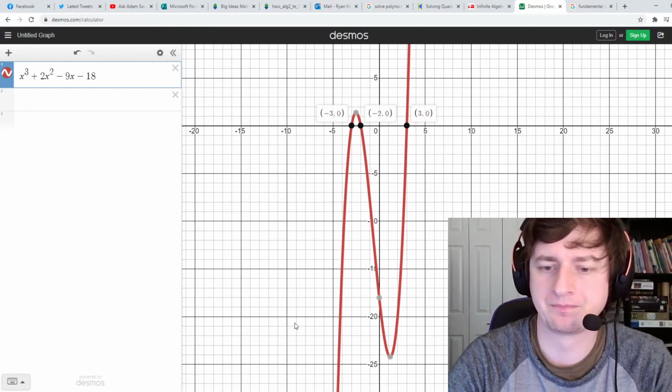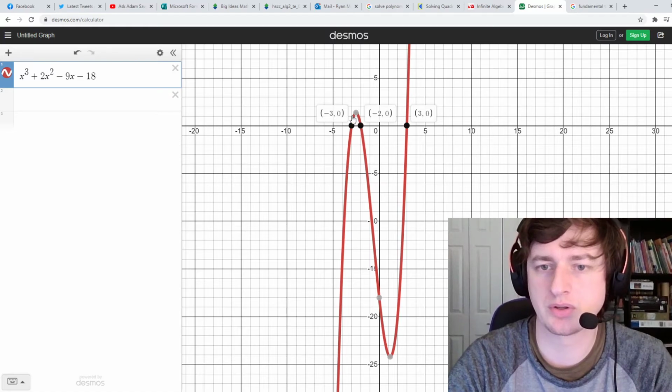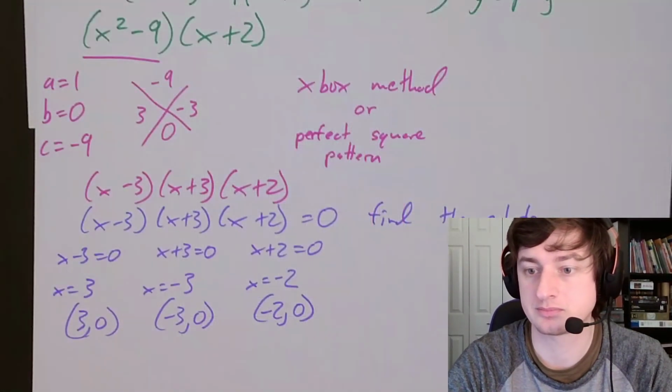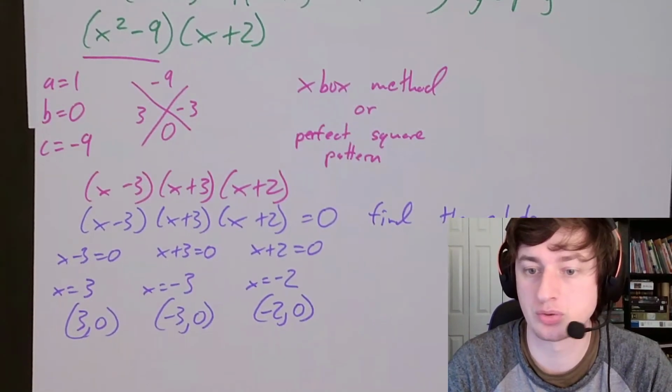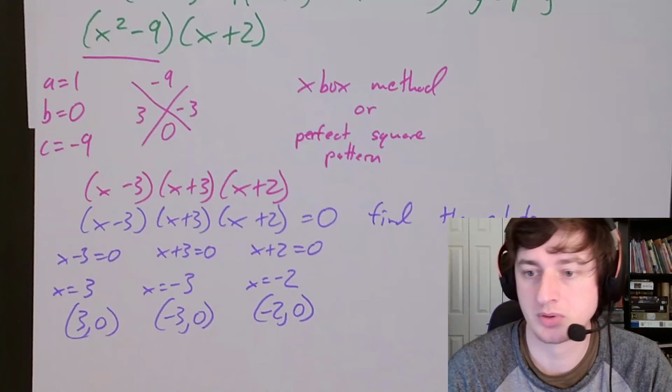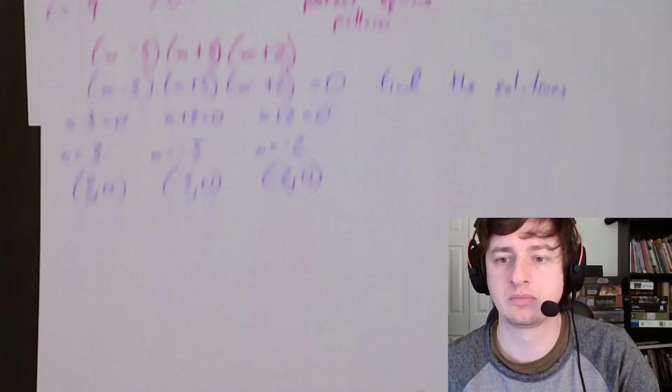Yep. So those are our 3 solutions. That's where the graph crosses the x-axis. Those are the roots. Okay, should we do another one?